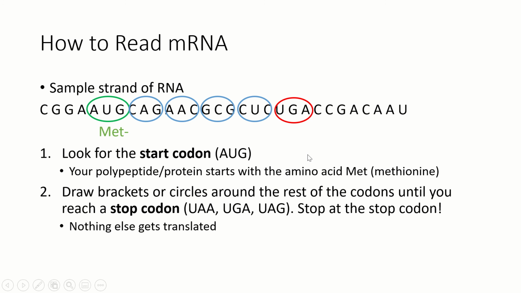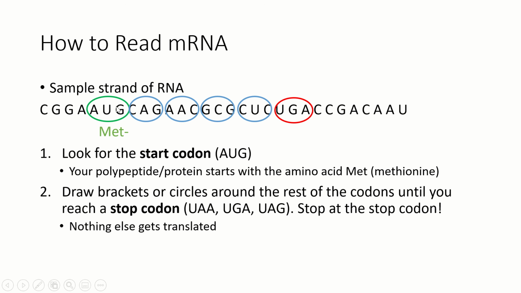Once the ribosome gets to the stop codon, it stops. Even if that's because of a mutation, doesn't matter. Ribosomes don't know intention at all. All they can do is read what is in front of them. They get to a UGA or a UAA or a UAG, they stop. All right, and then the rest of this doesn't get translated. Doesn't matter what it is, okay? You stop at the stop codon.